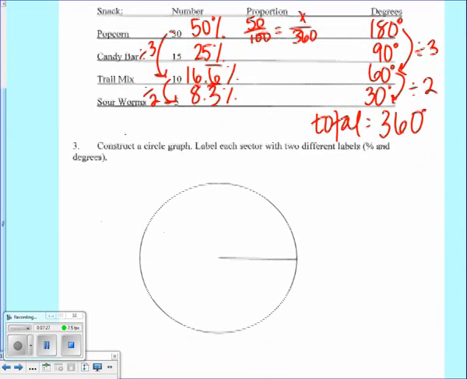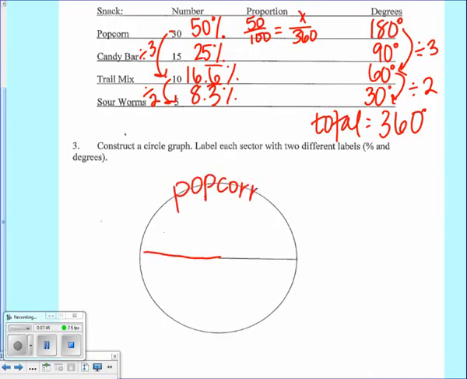Okay, now at the bottom, it says construct a circle graph. Label each sector with two different labels, the percent and the degrees. So, popcorn represents 50% of my circle. What can I do to this line that's already here to represent 50%? Okay, so just continue it on to the end. So this will be our popcorn, and it was 50% and 180 degrees. If I were to put a protractor here across this line, this whole measurement here would be 180. Okay?